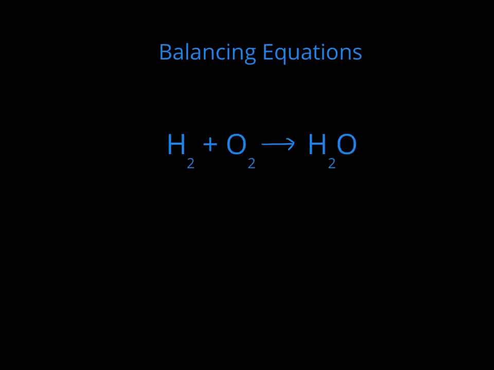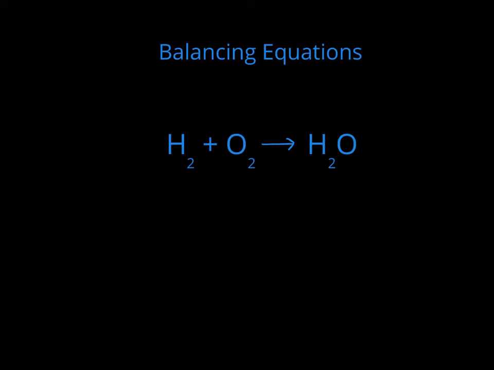To begin, let's take a look at this reaction. I have hydrogen gas combining with oxygen gas to form water. On my reactant side, I have 2 hydrogens and 2 oxygens. On my product side, I also have 2 hydrogens, but only 1 oxygen. So what happened to that other oxygen?